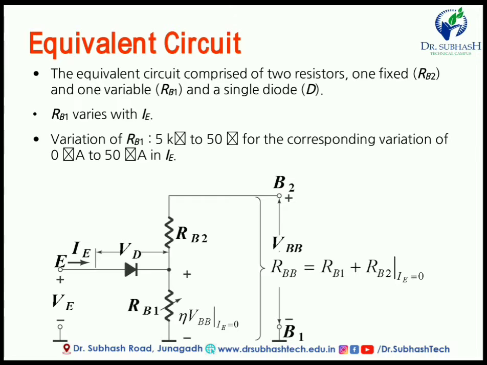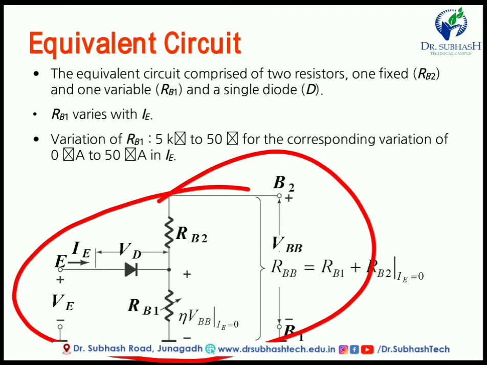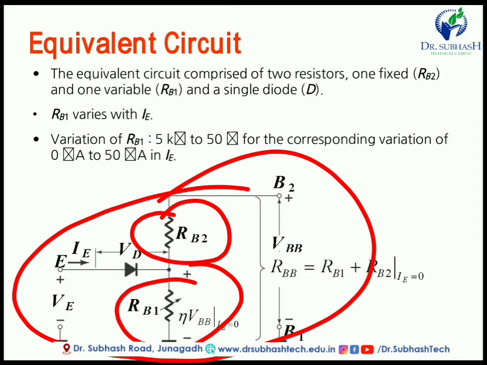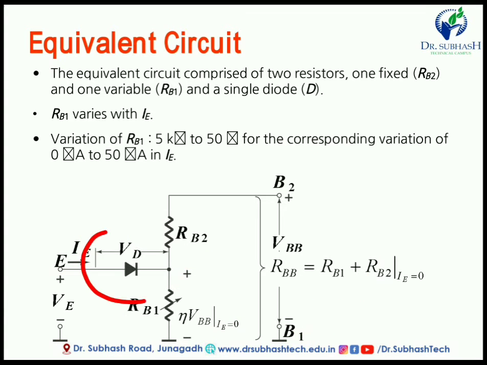Then if you want to draw the equivalent circuit, this is the equivalent circuit of the UJT. In the equivalent circuit, the internal RB2 is the resistance between B2 and the emitter, and RB1 is the resistance between the emitter and B1, and in between there is one diode. This diode is the PN junction, and it works as a simple diode.